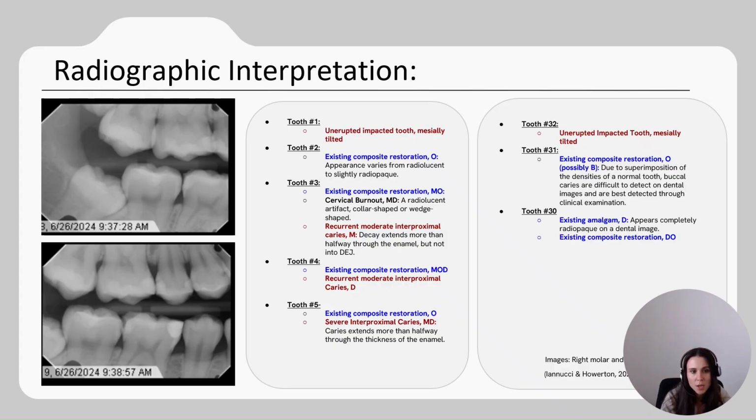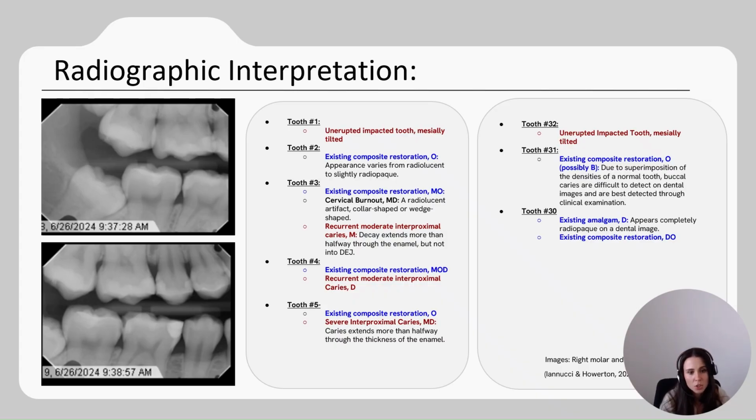For tooth number 2, there is existing composite restoration on the occlusal surface, and that appearance varies from radiolucent to slightly radiopaque. For tooth number 3, there's existing composite restoration on the mesial and occlusal surfaces, and there is cervical burnout on the mesial and distal surfaces of that tooth as well, which appears as a radiolucent artifact that can be collar-shaped or wedge-shaped. There is also recurrent moderate interproximal caries on the mesial surface, which is decay that extends more than halfway through the enamel, but not into the DEJ.